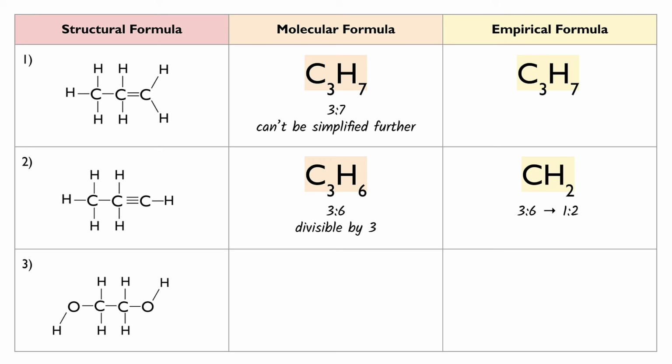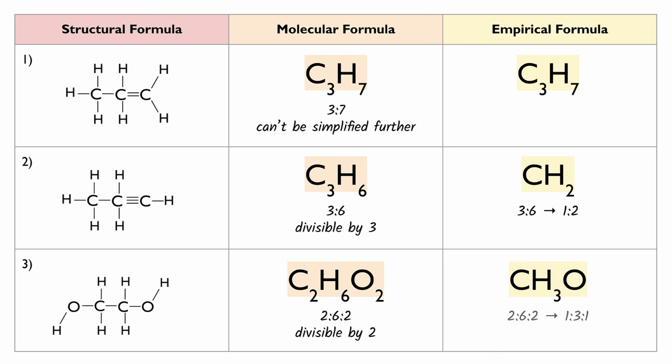For number 3, I count 2 carbons, 6 hydrogens, and 2 oxygens. This ratio is 2 to 6 to 2, carbon to hydrogen to oxygen. Each of these values is divisible by 2, so 2 divided by 2 is 1, 6 divided by 2 is 3, 2 divided by 2 is 1. I end up with a 1 to 3 to 1 simplified ratio of C1H3O1, or CH3O as my empirical formula.